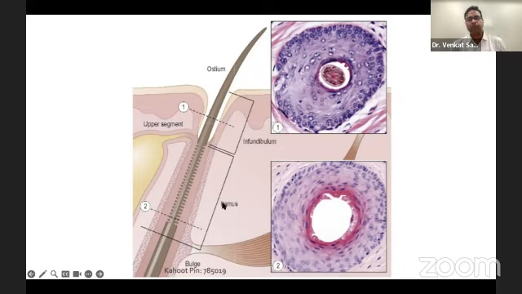So you have central centrifugal scarring alopecia, for example, or hot comb alopecia, where typically the inner root sheath starts desquamating much lower down. This is called premature desquamation of the inner root sheath.